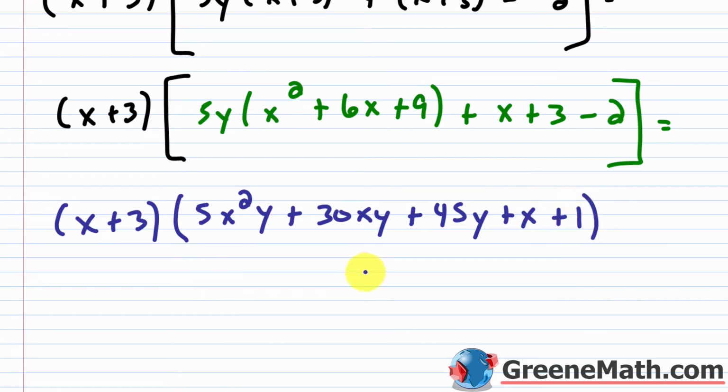So basically, this is what you're left with. The quantity x plus 3 times the quantity 5x squared y plus 30xy plus 45y plus x plus 1. Now, you might want to rearrange this. Again, depending on your teacher and the standard form definition they have, generally speaking, this has a degree of 1, and so does this. X comes before y in the alphabet. So it's really up to you how you want to leave your answer, if you want to put it this way, or if you want to swap these two terms around.